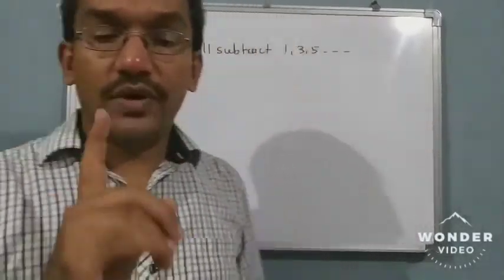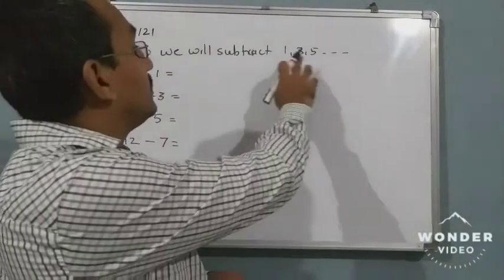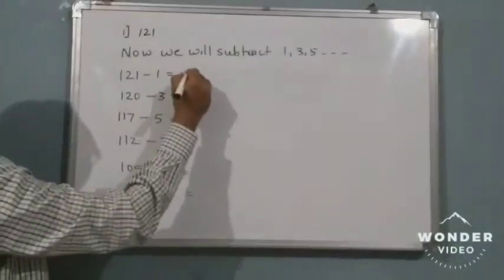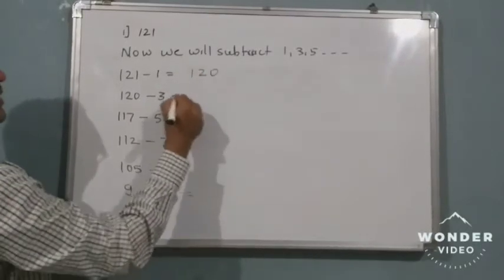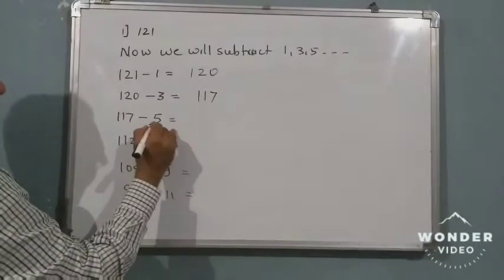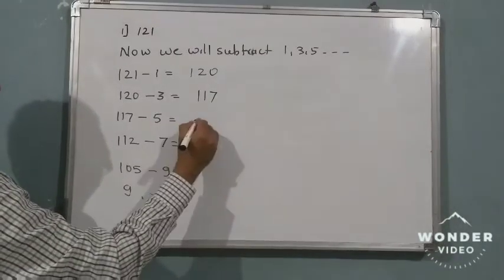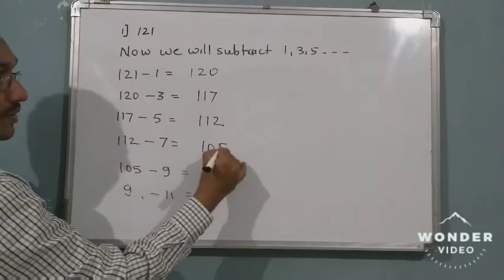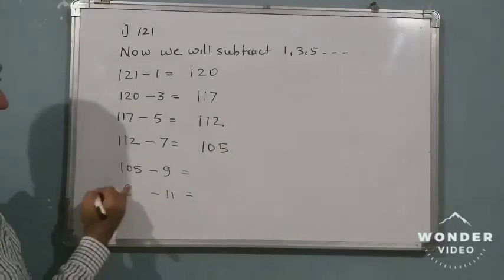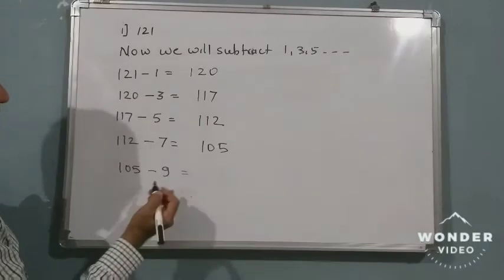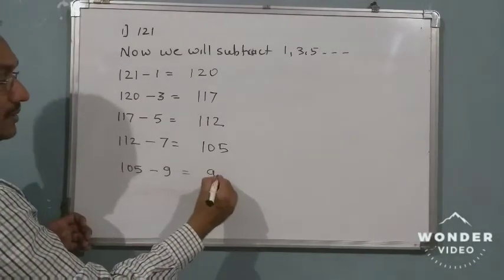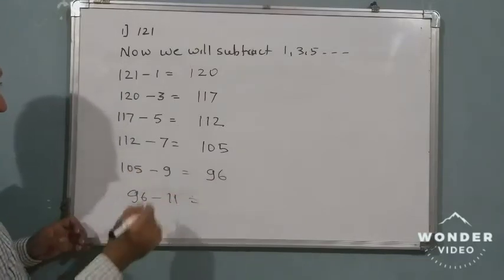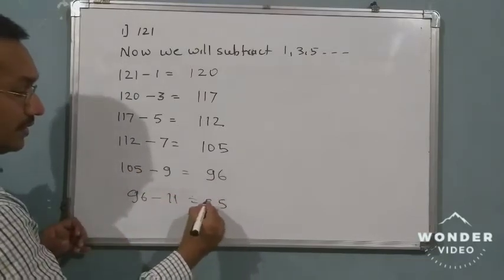Now watch how we subtract successively 1, 3, 5 and so on. I am taking simple first steps. I have taken 121 minus 1, that will be 120. Minus 3, that will be 117. 117 minus 5 is 112. 112 minus 7 becomes 105. 105 minus 9, what will be our answer? 96. And 96 minus 11 gives 85.